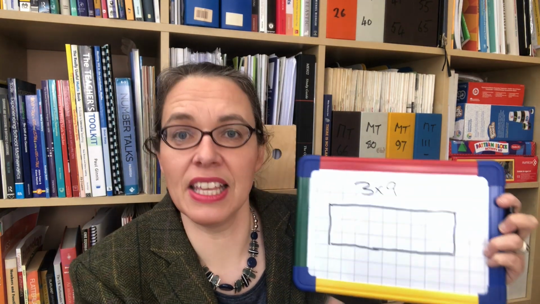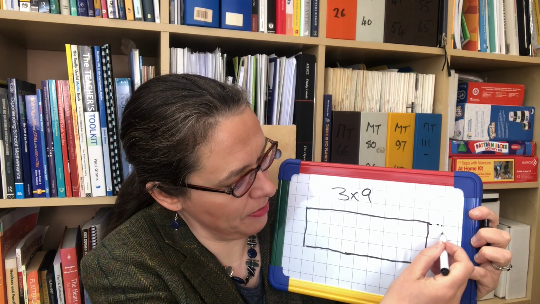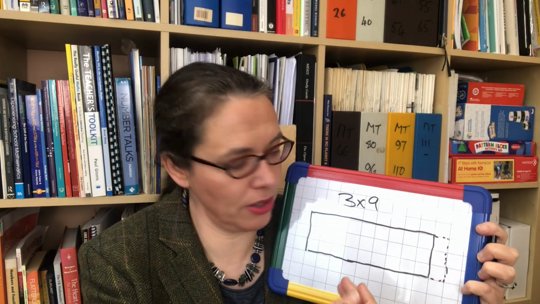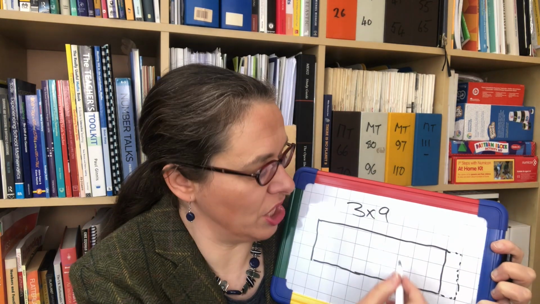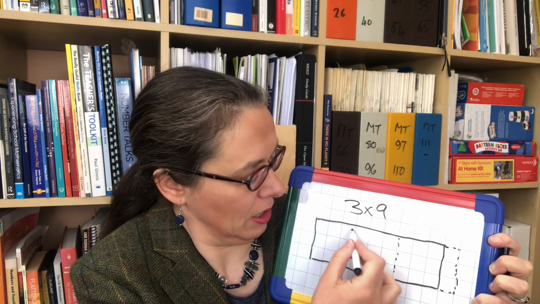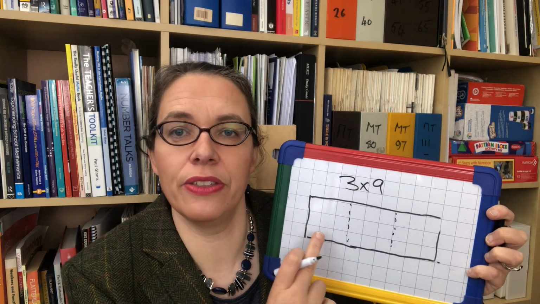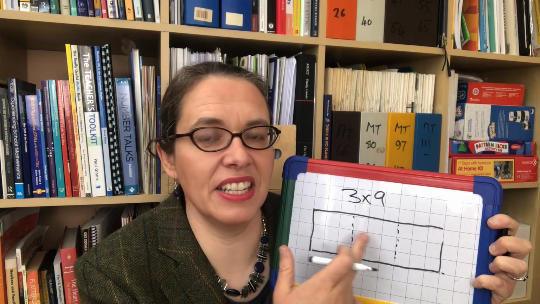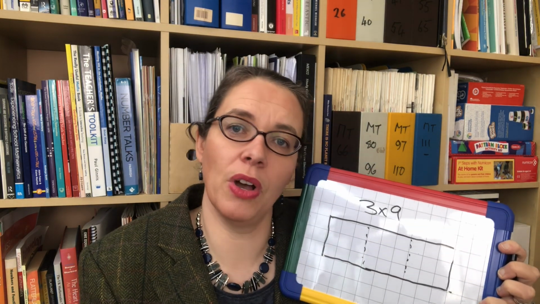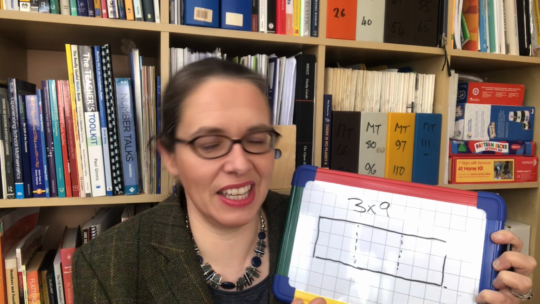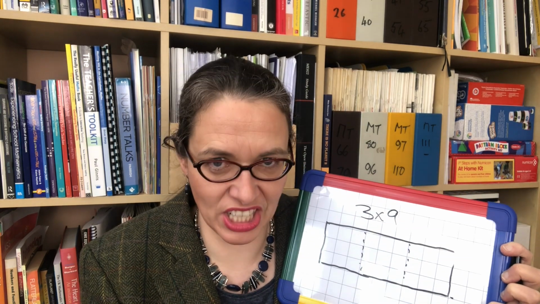A child might see that as 3 times 10, but with 3 missing, so they get their 30 and then subtract 3. I've seen children split the rectangle like this into 3 3x3 squares and go 9, 18, 27. Doesn't matter what their instinctive strategy is. If you have an array, everything that's true and correct makes sense together and you can all share your strategies.